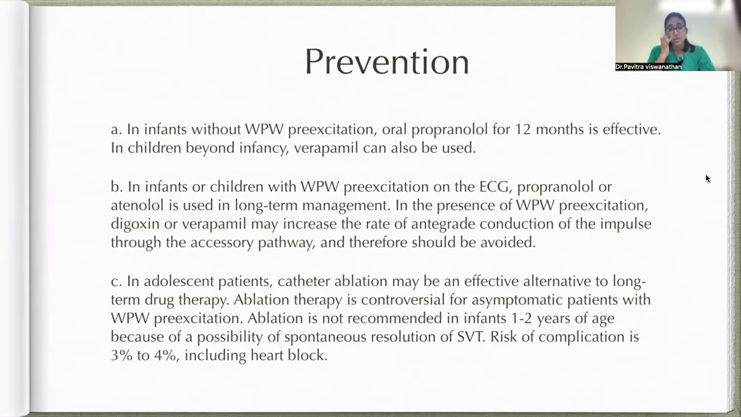structured manner. Okay, so in infants, oral propranolol for 12 months is good enough. Beyond infancy, verapamil may be used. Adolescents, if it is going to be recurrent and it is causing functional problem, then you can choose catheter ablation. Asymptomatic patients, ablation is controversial. Okay, so we generally do a medical therapy, wait and watch for a year and then stop and reassess what is happening to the patient.